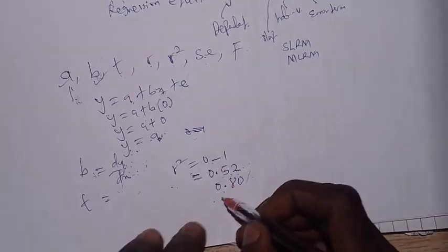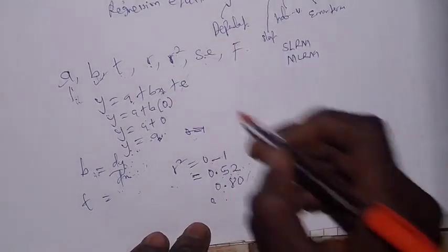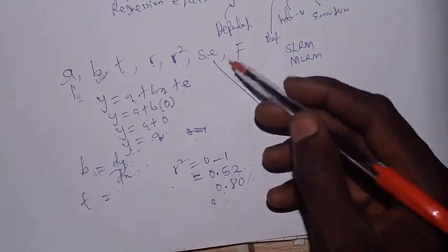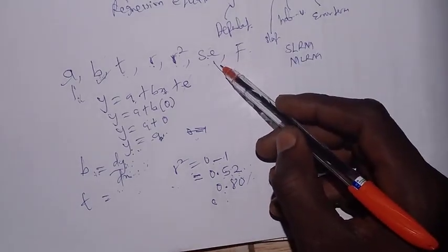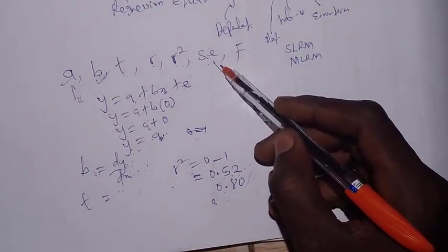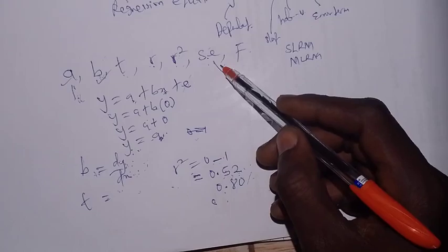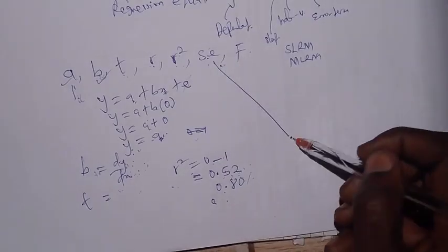Now, standard error of the estimate, SE. Standard error is a measure of the precision of the estimate from the original, whether it is close to the actual value or away from it. That is your standard error.